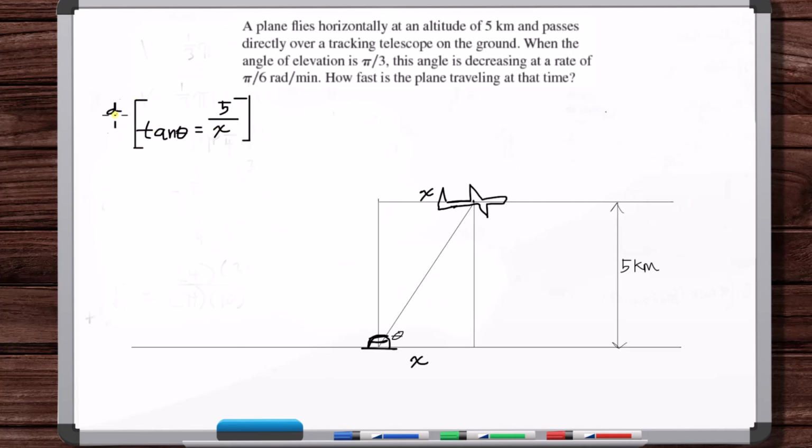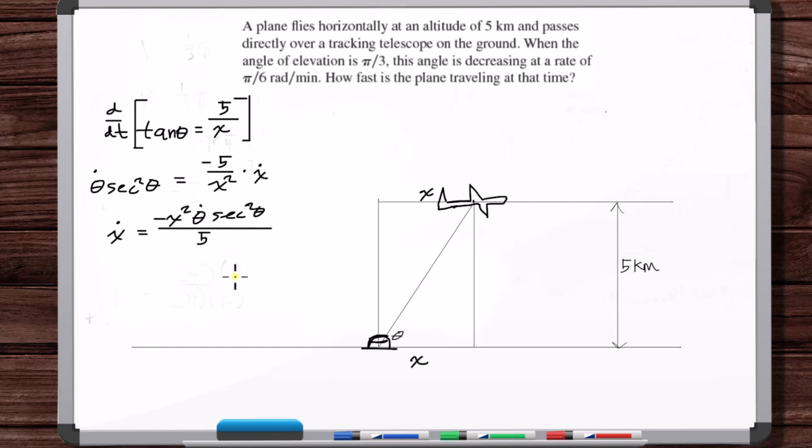Let's differentiate this with respect to time. So d/dt of tangent theta is going to be secant squared theta times theta dot. Okay, d/dt of 1 over x, x is a function of t, so that's minus 5 over x squared, right? d/dx of 1 over x is minus 1 over x squared times x dot. So now we solve for x dot. What do we get? x dot equals x squared times theta dot times secant squared theta, we have a minus here, over 5.